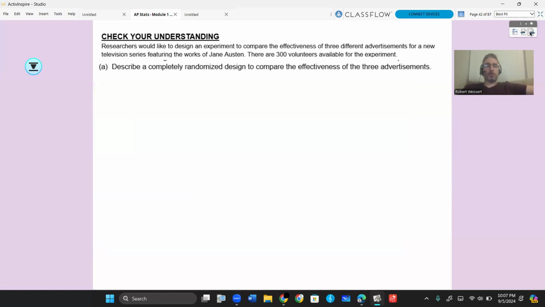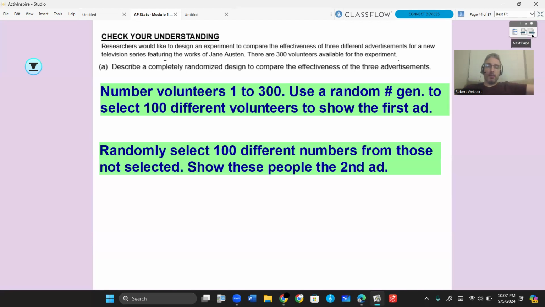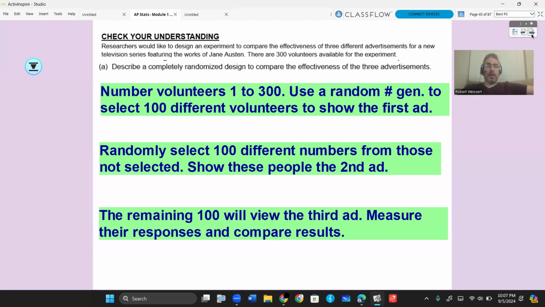So what we can do here is just number them all 1 to 300. Everybody's in a pot with a completely randomized design. Use a random number generator to select 100 different volunteers to show the first ad. Do the same thing with the next ad. Select 100 different numbers randomly. Those get ad number 2. And the remaining 100 will get the third ad, measure their responses, and compare the results. Easy breezy. Now, let's look at a different type of experiment.